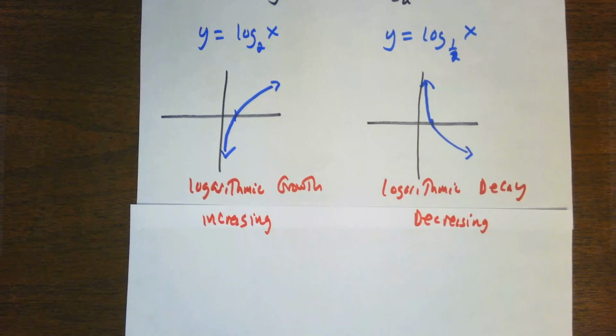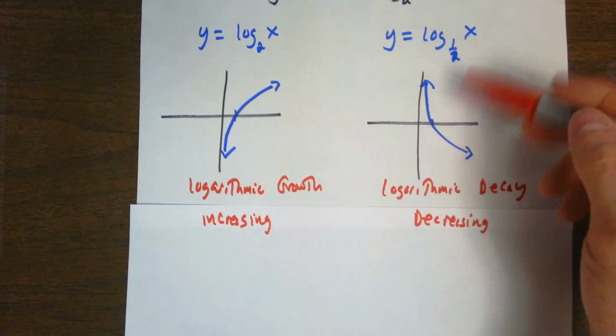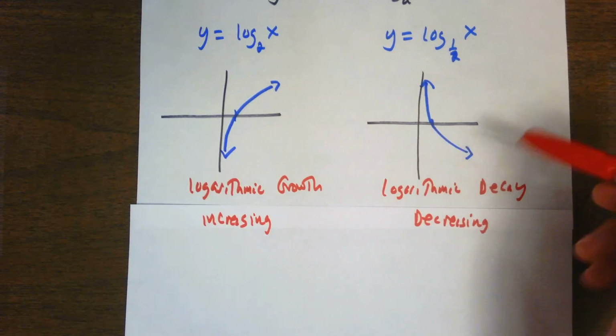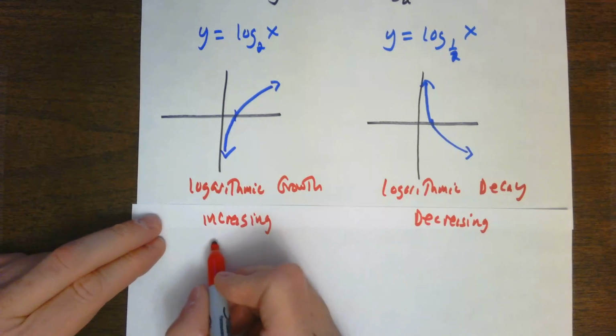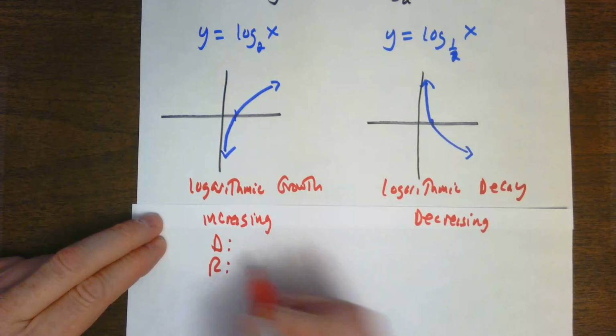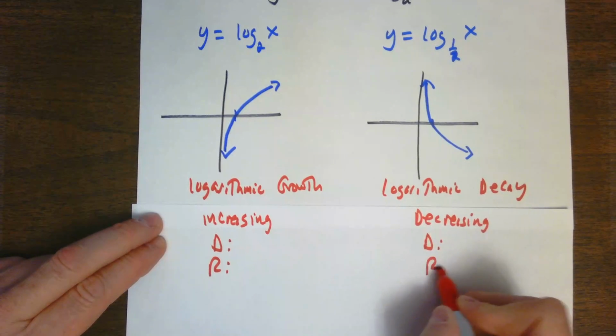Notice that these functions, too, just like the exponential functions, are one-to-one functions. They pass the vertical line test, and they pass the horizontal line test. These functions are both functions, and its inverse would be a function. These are one-to-one functions. Let's take a closer look at the domain and the range of these functions.